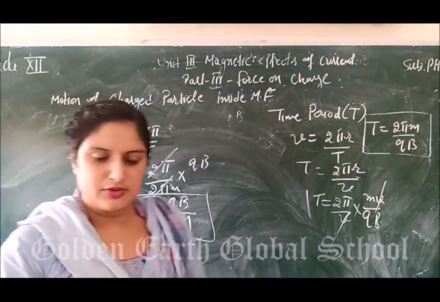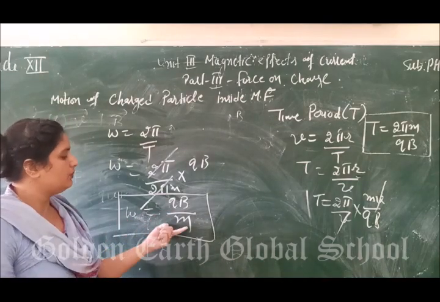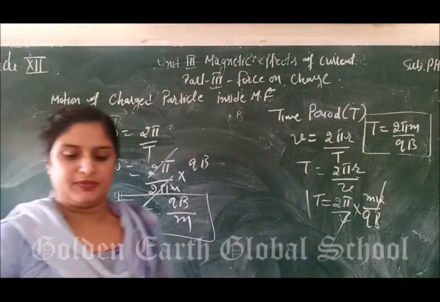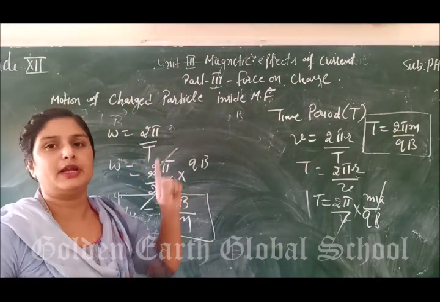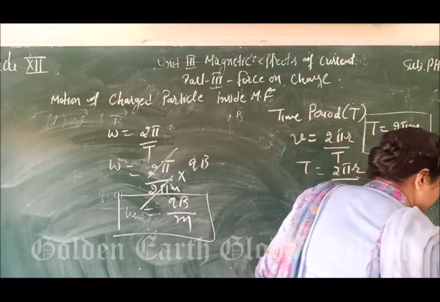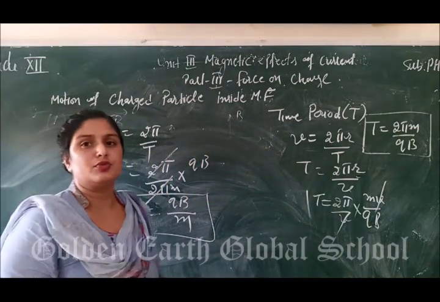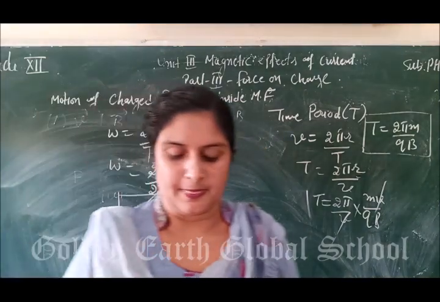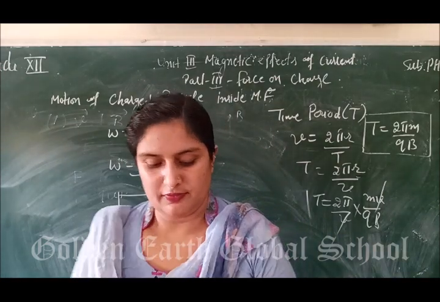You can also calculate the frequency here by putting the value of omega as 2 pi f. f will be qB upon 2 pi m. Clear? This is the first case, when the particle is moving perpendicular to the direction of the magnetic field. Next and the last case of this chapter that we are going to discuss is when the particle is moving at an angle theta with respect to the direction of the magnetic field.